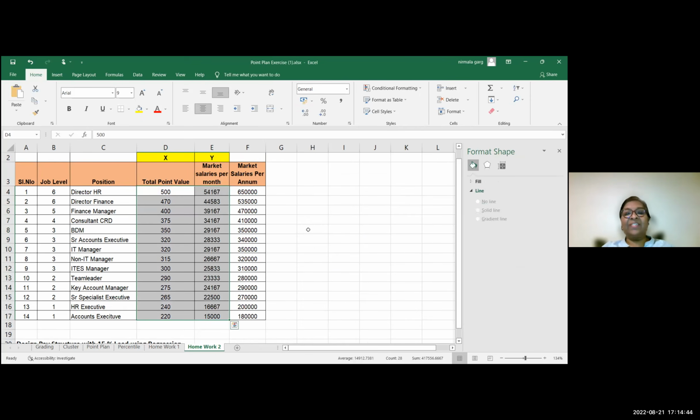So see, till here you have done, till point value you have done. Now one group has assumed data, one group has not assumed data. So I don't want to get into that data because of the time constraint. I'm showing you how to do. So this is already market data.